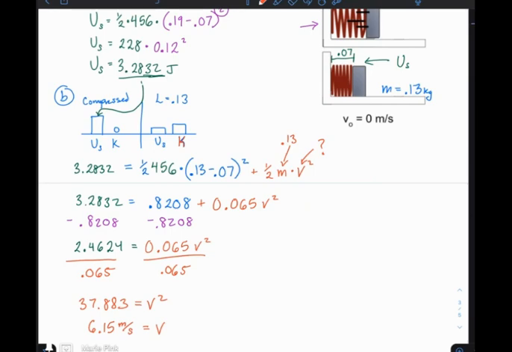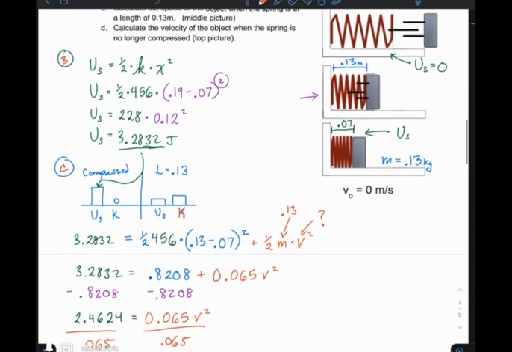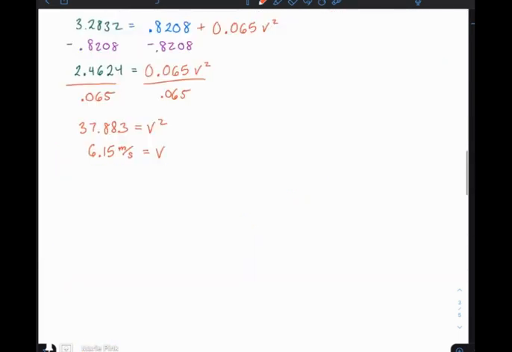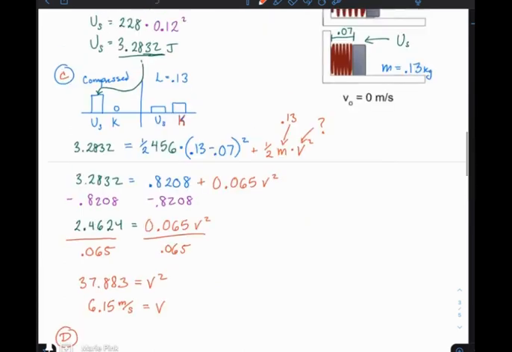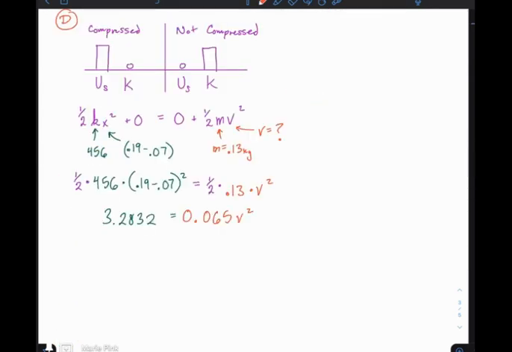All right. And last but not least, we have part D. Oops, I just realized I was labeling these wrong. So for part D, I need to calculate the velocity of the object when the spring is no longer compressed at all. So that top picture. So again, I'm going to do an energy bar chart, but the difference here is that at the end, I have all kinetic energy. All right, so I went ahead and plugged in the numbers and put those into my calculator as well.